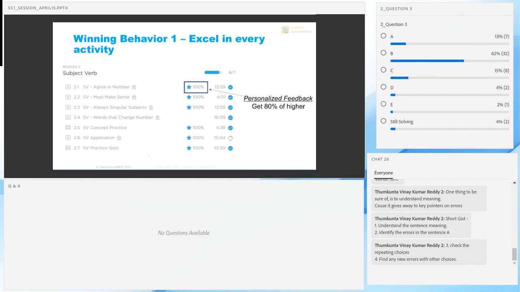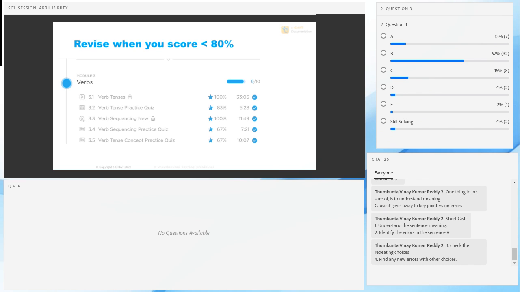Feedback, you get this personalized feedback, take that seriously. I will want to see everybody score 100% in concept quizzes. No, nothing below 100%. That's very important. If you don't score that, figure out why is it that you made the mistake. Okay, this is for concept files. Now, when you score less than 80%, I would say revise when you score less than 100% also. Revision is very, very important because, for example, this verb sequencing quiz absolutely needs to be revised.